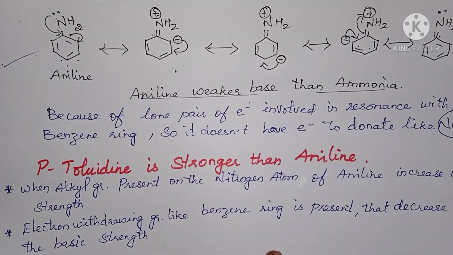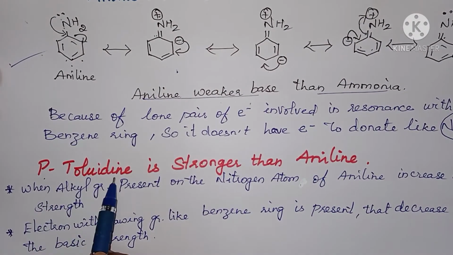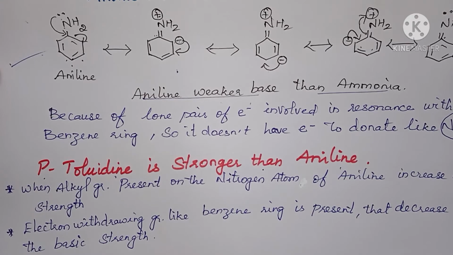Hope you got it. The next point we are going to discuss: para-toluidine is stronger than aniline. All these points we are going to discuss with aromatic amines only. Aniline is one of the aromatic amines. Toluene, you know very well, is a compound where CH3 is connected to benzene. So para-toluidine is stronger than aniline. Now coming to the point. When an alkyl group is present on the nitrogen atom of aniline, it increases the strength. Remember the primary amines, secondary amines, tertiary amines we discussed in the last video. Secondary amines are stronger than primary amines, and primary amines are stronger than ammonia.